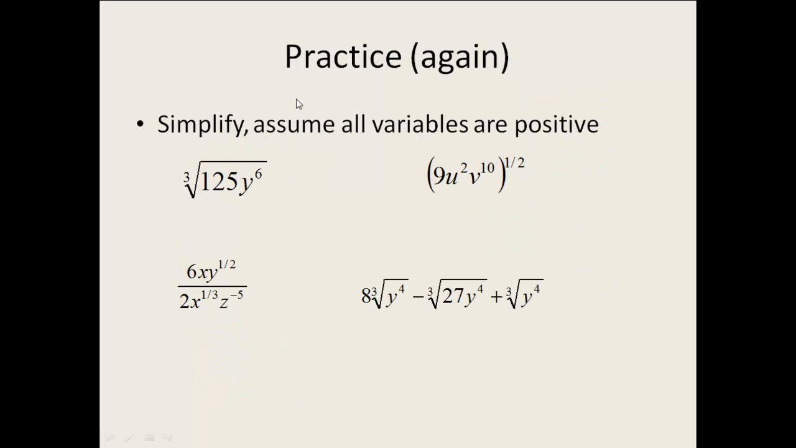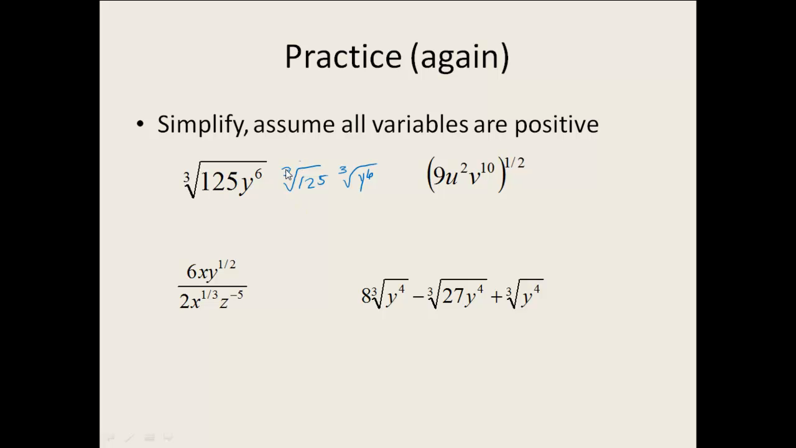Here is another set of practice problems, and we're going to have to simplify these a little bit of a different way. So I've got the cubed root of 125y to the 6th. Now there's a couple different ways you can look at this. I would probably start by breaking them apart into the cubed root of 125 times the cubed root of y to the 6th. If breaking them apart is going to help you isolate them, then go ahead and do that.